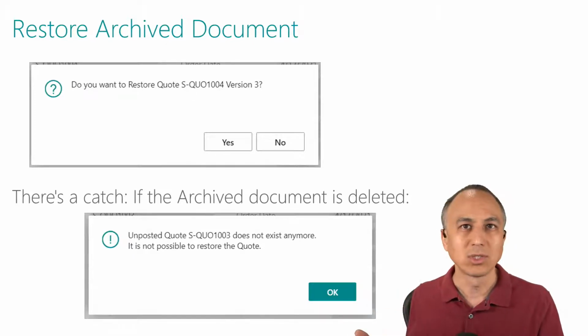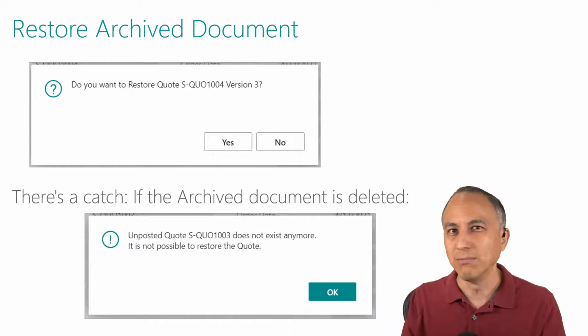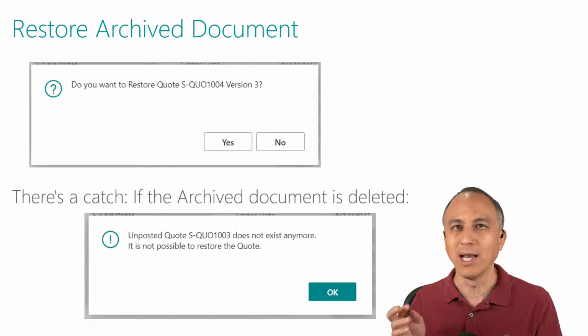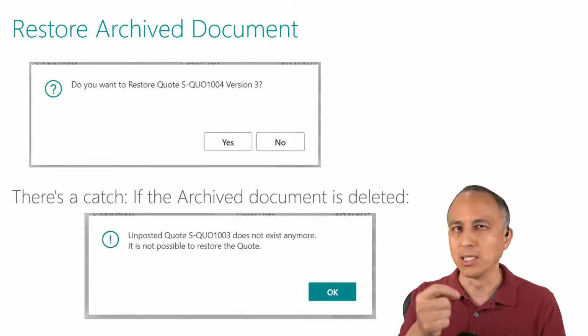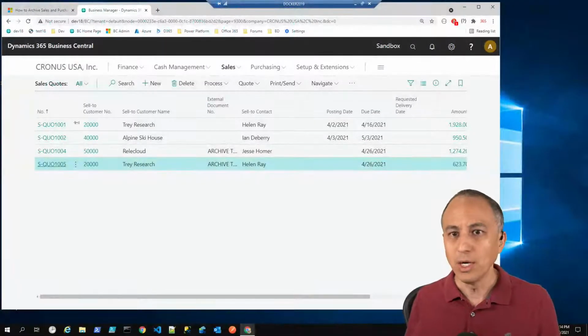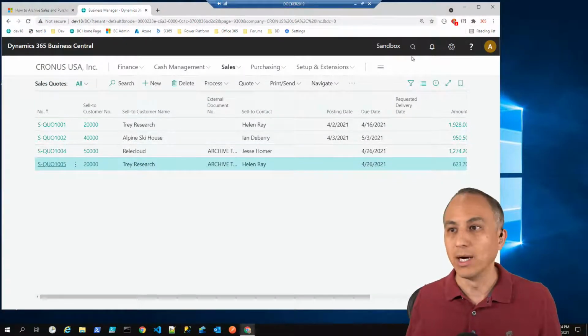I mean, in a sales quote, if it got deleted, maybe I want to restore it and bring it back. It apparently does not allow that. And I can't even bring it back as a new quote as far as I could tell. Actually, let's just check that out. So 1003 is no longer in my list.